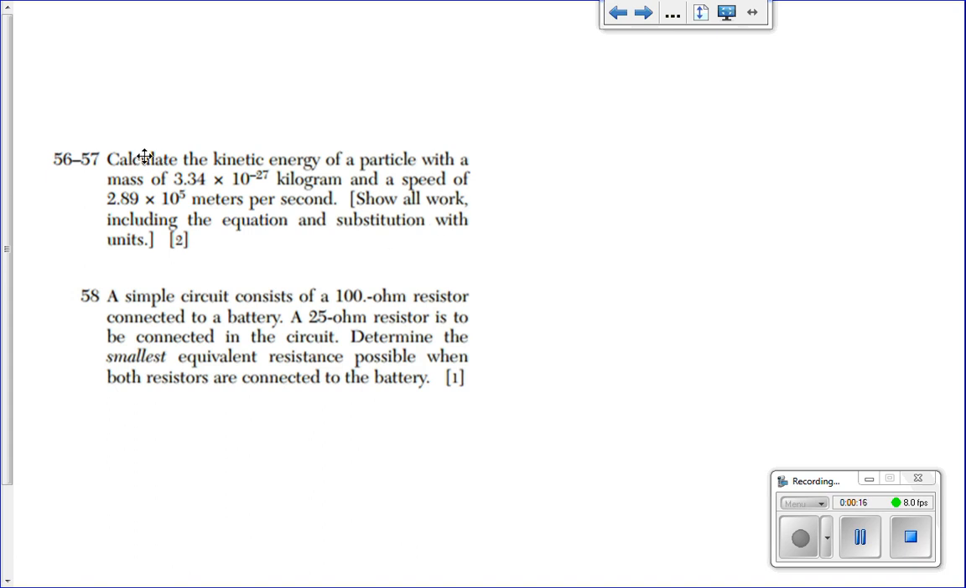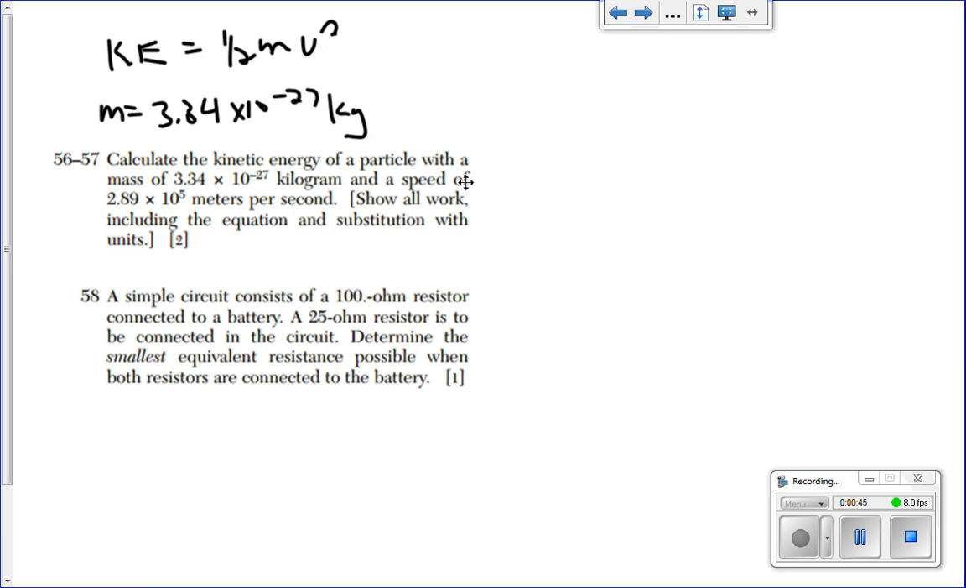We have calculate, so we know we're using a formula. We're calculating kinetic energy, and your kinetic energy is equal to 1/2 mv squared. Let's see what we got here. A particle with a mass of 3.34 times 10 to the negative 27th kilograms. Well, that's a small mass, but that'll work. And we have a speed. Oh, that's a very fast speed. v equals 2.89 times 10 to the 5th meters per second.